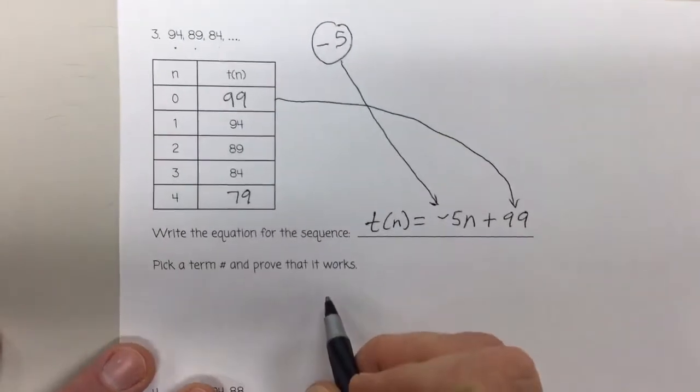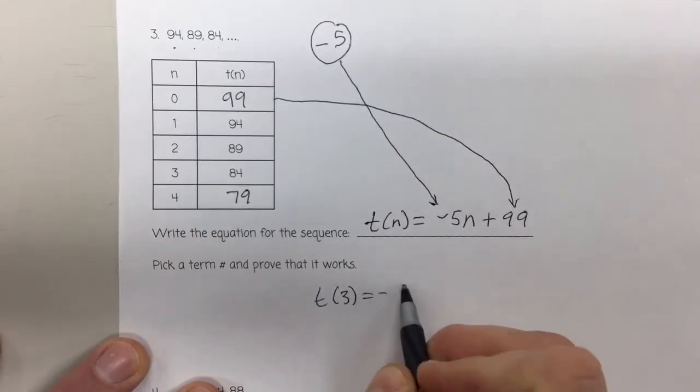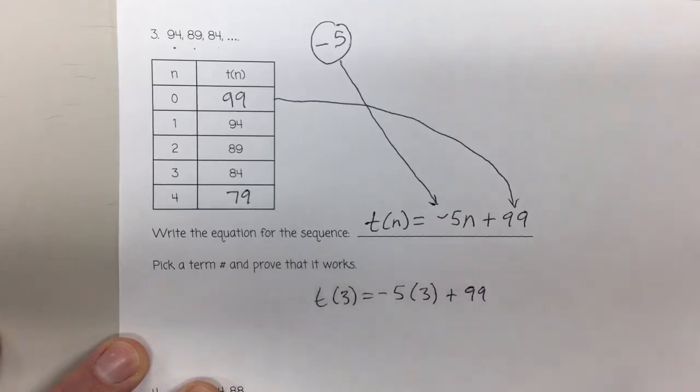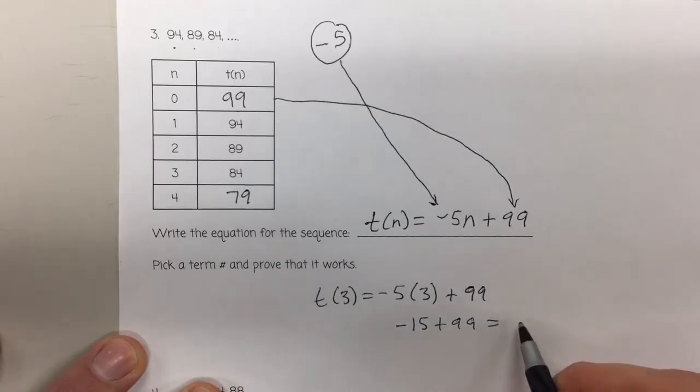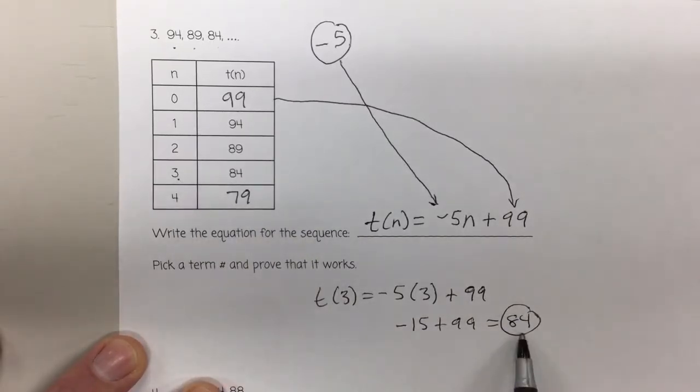Picking a term to prove that it works, let's pick the third term this time. So it'd be negative 5 times 3 plus 99. Negative 5 times 3 is negative 15, and negative 15 plus 99 is 84. The third term is 84, so I am correct.